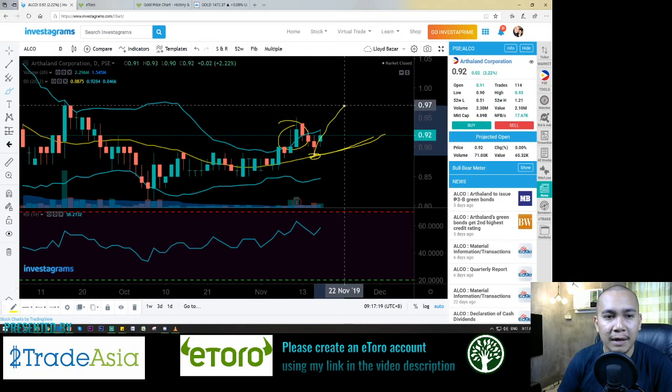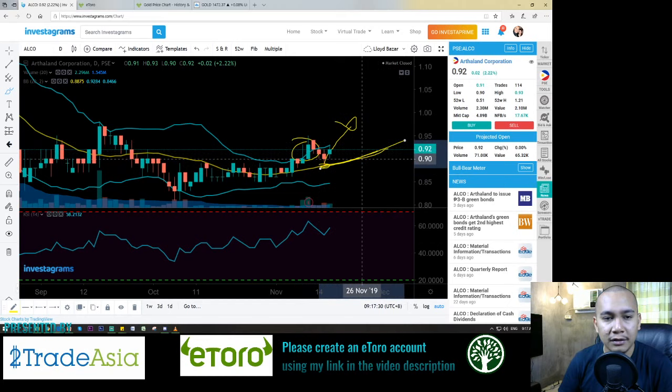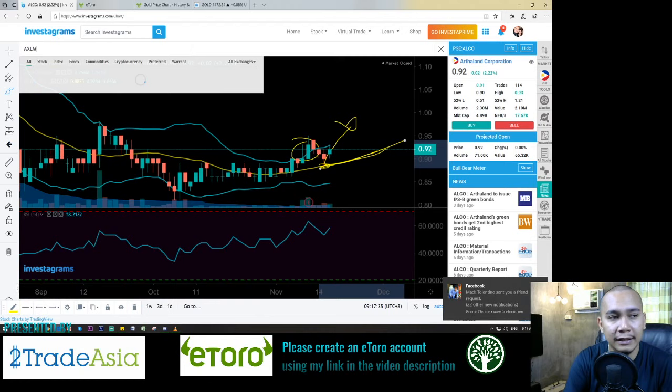So I'd say yes, after good earnings, 205%, Alco is starting to build momentum. You can test it out, use the MA20 as your support for Alco. Axelum naman, iniintay ko yung bounce ni Axelum.